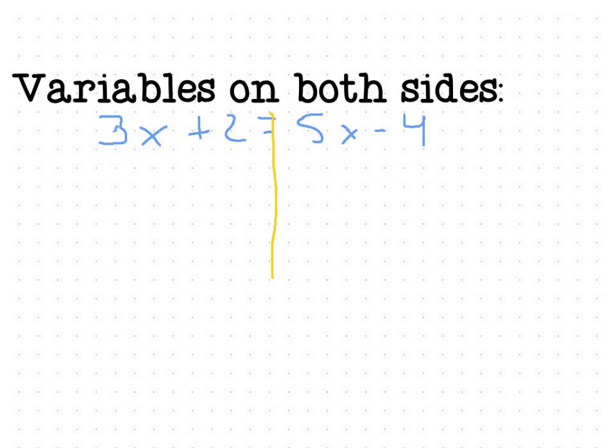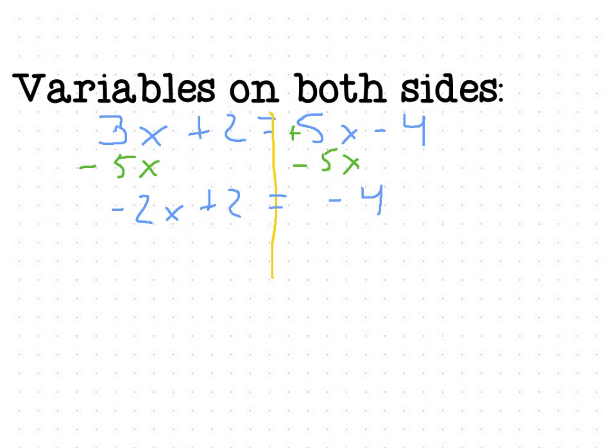So first thing I'm going to do is I'm going to move this 5x. Since it is a positive 5x, I will subtract 5x. Notice how I lined my x's up. On this side, I now have negative 2x plus 2 equals negative 4.